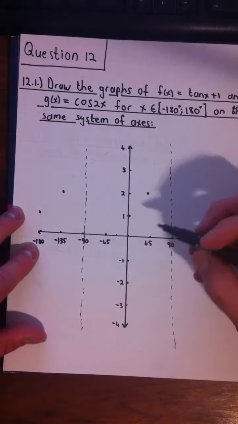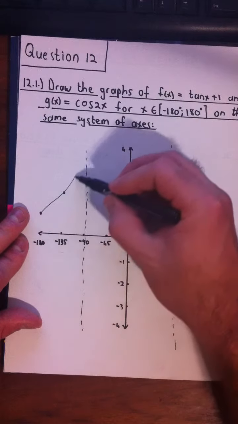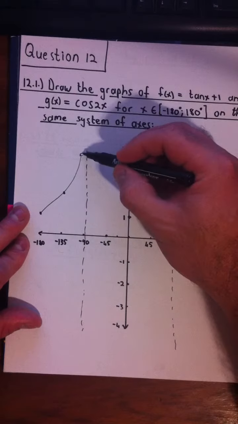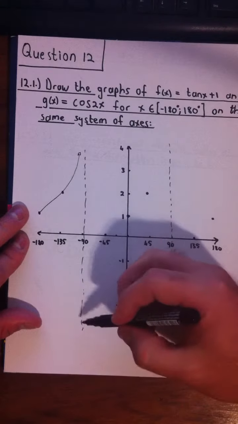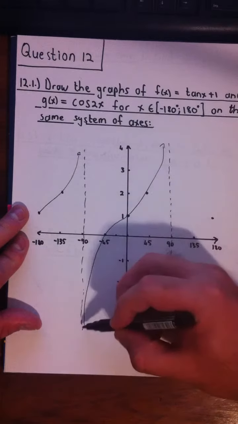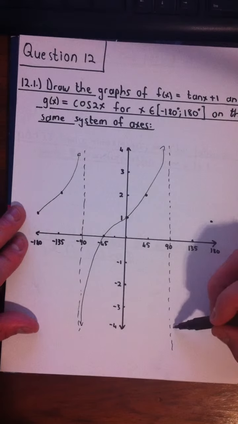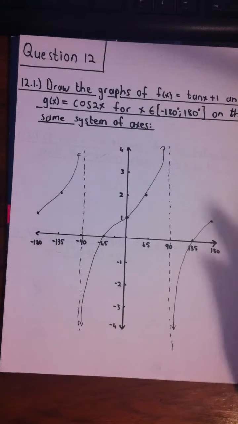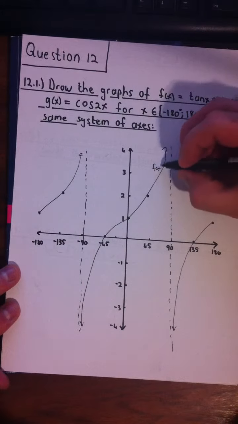Okay, now we just draw the graph. So this one goes up like that. And tan is always an increasing function, as we always read graphs from left to right. Yeah, it doesn't have to be pretty. And over here, that's it. That is tan of x plus 1. Let's just call this f.